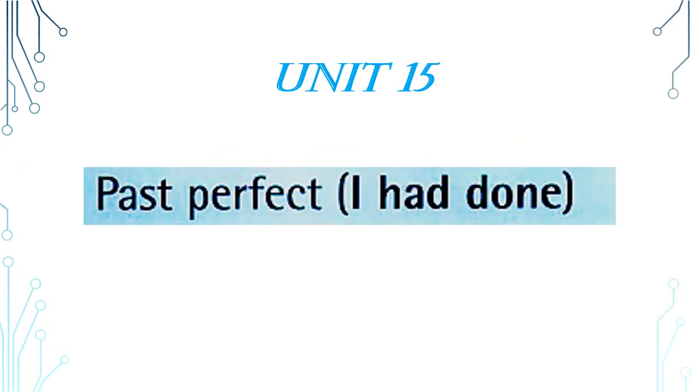Let's begin. We have here past perfect, unit 15. I had done, I had drunk, I had gone, I had made, I had cooked, I had expected, I had arrived. So, had plus the past participle of the main verb. Do, did, done. We have the third part. And so you must know well the past participle of the irregular verbs.